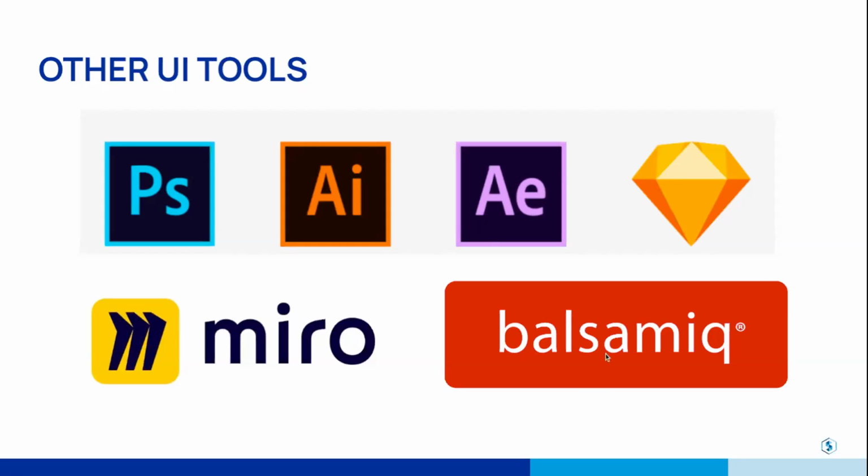In Balsamiq, you can sketch, and Miro is a collaboration tool too. Those are very interesting if you want to learn one of them or all of them. You can send me a message and I can give you more information about it, okay?